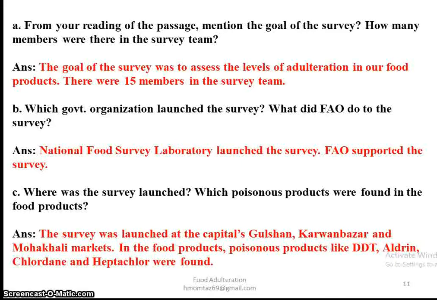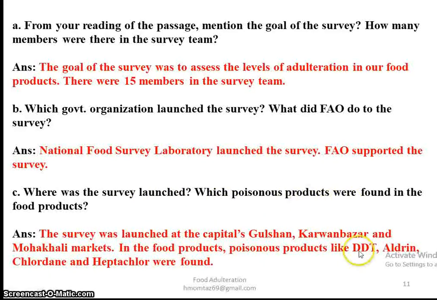You see, what is the goal of the survey? The goal of the survey was to assess the levels of adulteration. How many members in the team? There were 15 members. Which government organization launched the survey? National Food Survey Laboratory. What did FAO do? FAO supported, or Food and Agriculture Organization supported. Where was the survey launched? The survey was launched in the capital's 3 areas.